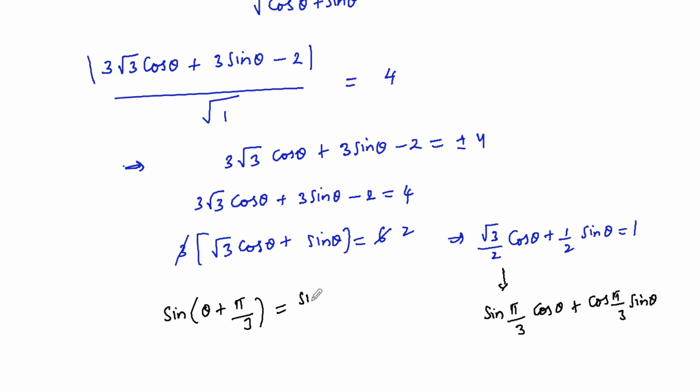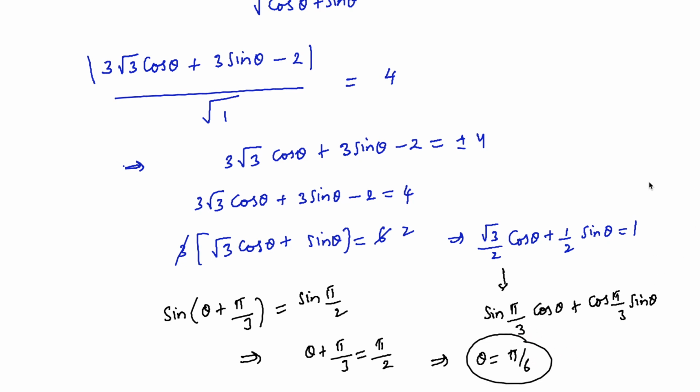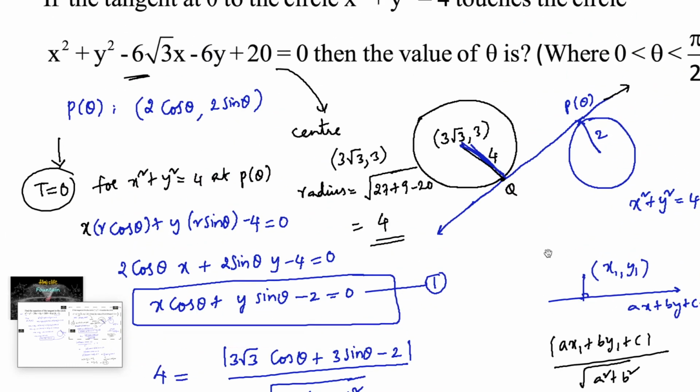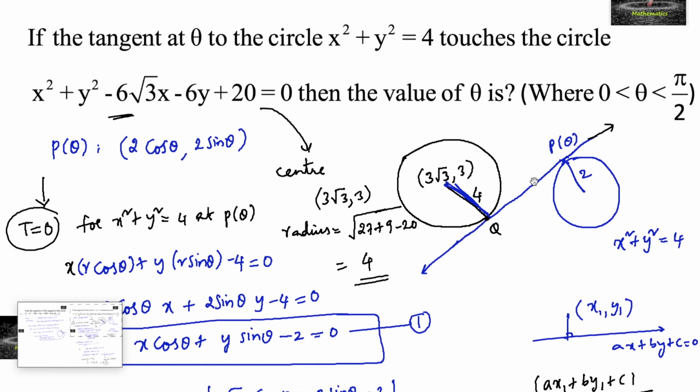So 1 is nothing but sin 90, we can use, because the angle theta is between 0 to 90 degrees, so we can consider sin 90, and hence theta plus pi by 3 is equal to pi by 2. So theta is equal to pi by 6, that is 30 degrees. So we can say the value of theta is pi by 6.